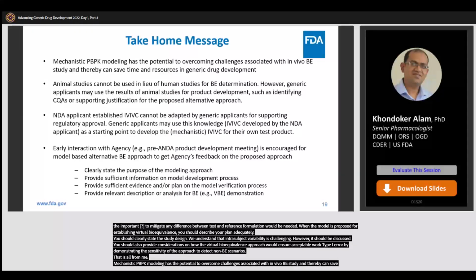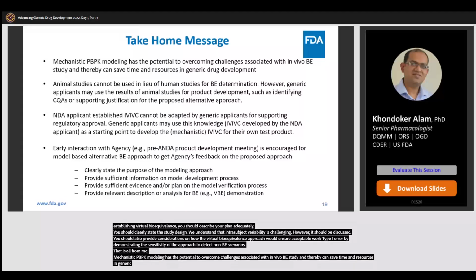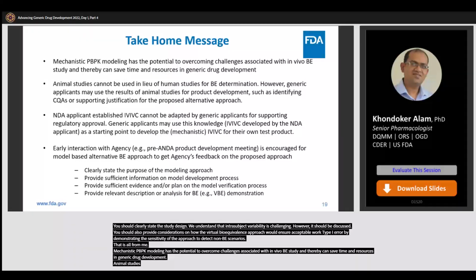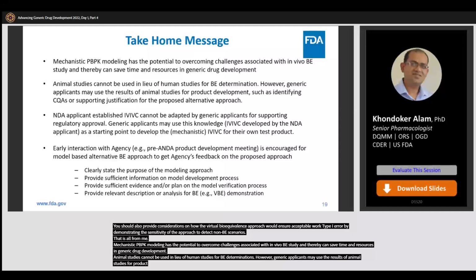Animal studies cannot be used in lieu of human studies for BE determinations. However, generic applicants may use the results of animal studies for product development, such as identifying CQAs or supporting justification for the proposed alternative approach.